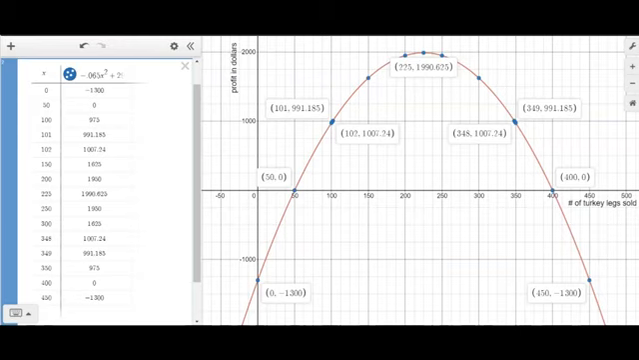Any amount of turkey legs that we sell greater than 50 but less than 225 would be increasing our profit. So from 51 legs up to 224 legs would be increasing our profit up to our maximum profit. Anything from 226 legs down to 400 legs would be decreasing our profit. And again, our maximum profit occurs there.